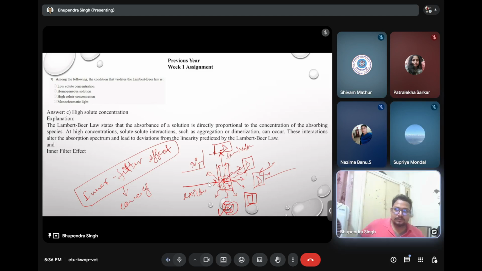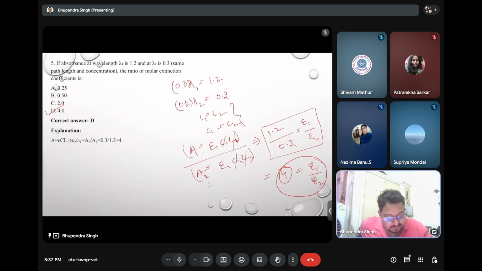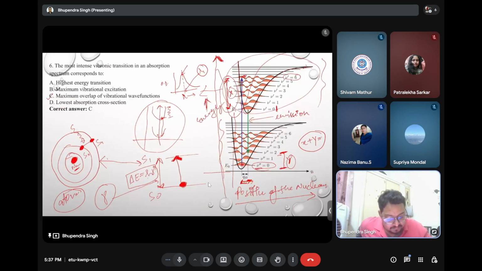But in emission, we are not determining the transmission of the light. For transmission of the light, we use the absorption spectrophotometer. This is the emission photometer. There are two instruments, the absorption and the emission instrument. So here we are observing only the emission, this part, the green light.